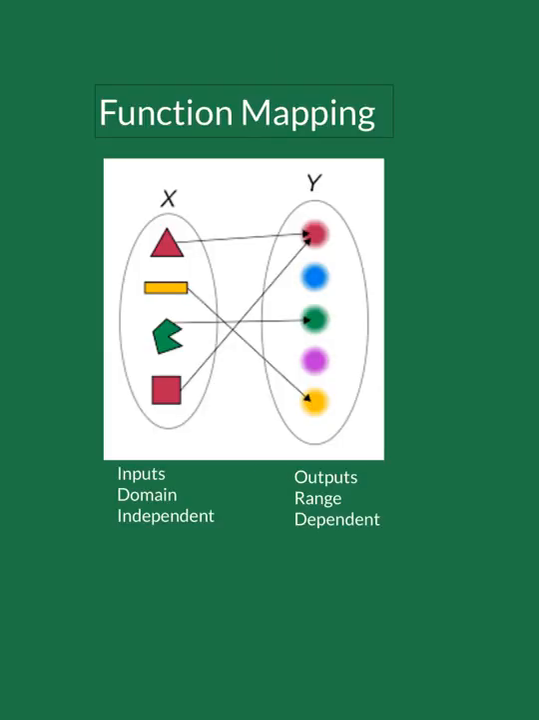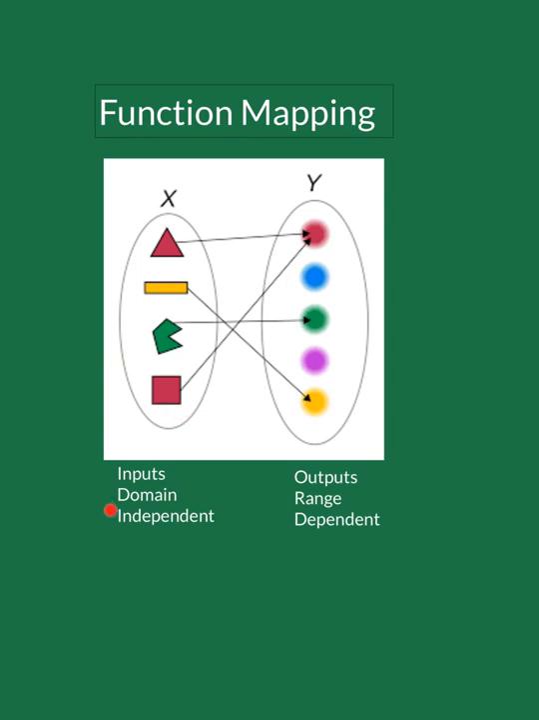Here on the screen is an example of a function mapping, and I hope that this clarifies the definition of a function, which is each input has exactly one output. So let's start with this first circle here, or oval. These are our x values, okay? We call these our inputs. This is what we put into the function.